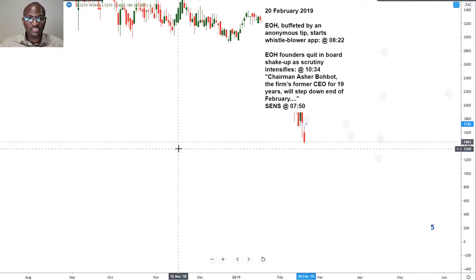20 February 2019, another headline, EOH buffeted by an anonymous tip starts whistleblower app. And later on that day, another headline, EOH founders quit in board shakeup as scrutiny intensifies. And the main headline there was Chairman Bohbot, the firm's former CEO for 19 years, will step down end of February. He's now stepping down as chairman.